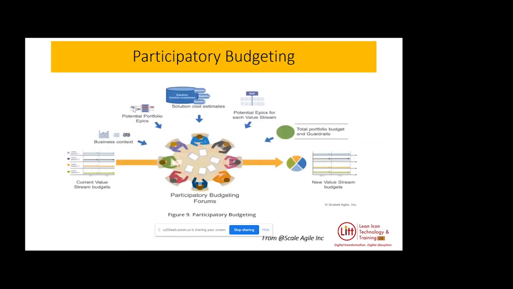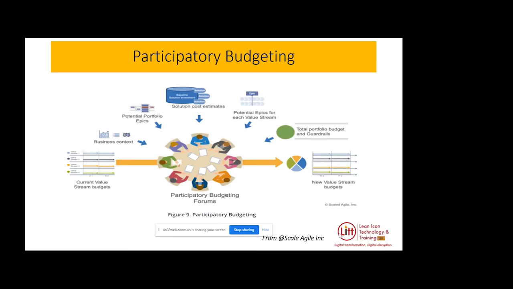And the third one is participatory budgeting. We have funded our PI and value stream, and we have done our budgeting by the horizons. But do you think we may need to review it again and again after 1 or 2 PIs? So rather than the business owners and portfolio managers deciding that we need to spend more on a particular epic, we endorse principle number 9. SAFe principle number 9 is decentralized decision making.